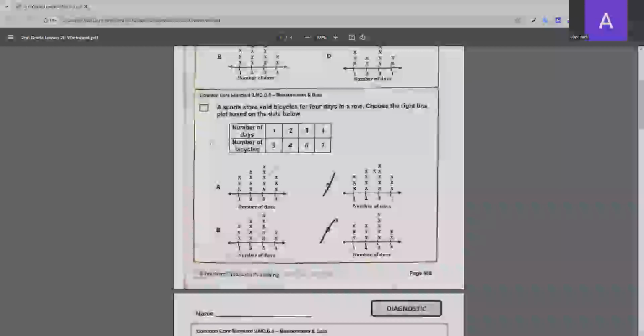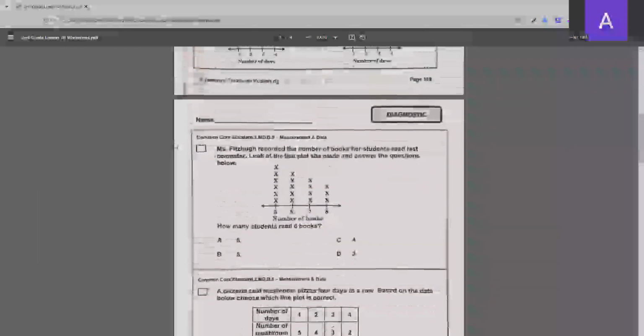Now looking at A and B, those are our only two options, and we're left with 2 bicycles for day four. So looking at day four for A and B, A seems incorrect because A has 3 X's for day four when it's only supposed to have two. So A is incorrect, and B has 2 X's for day four. So that's correct, and our answer is B.